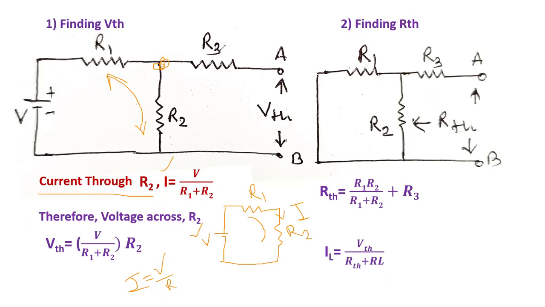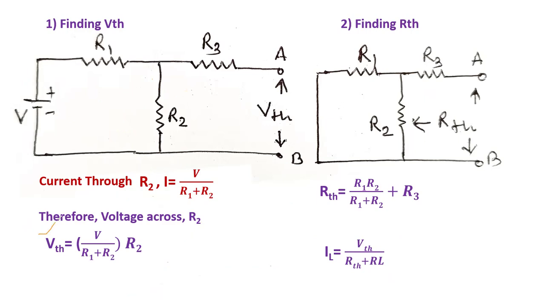Because R3 is connected at one end but the other end is not connected, that's why it is possible to find out how much current is passing through R2. That is I equals V by R. V is simply the applied voltage, and R is simply R1 plus R2. So this is the current passing through the resistor R2. This we found out. Now we have to find out VTH.